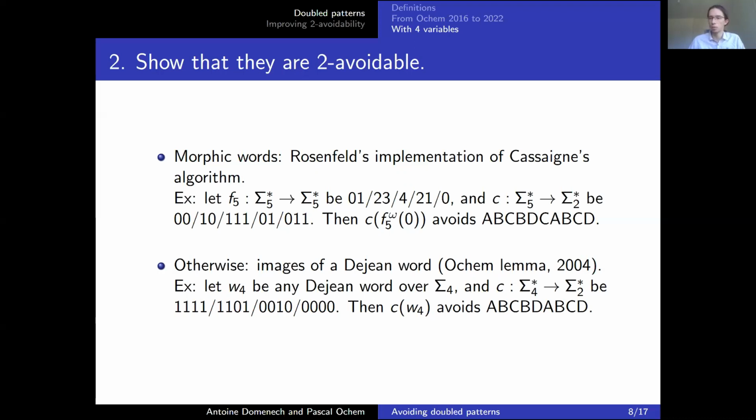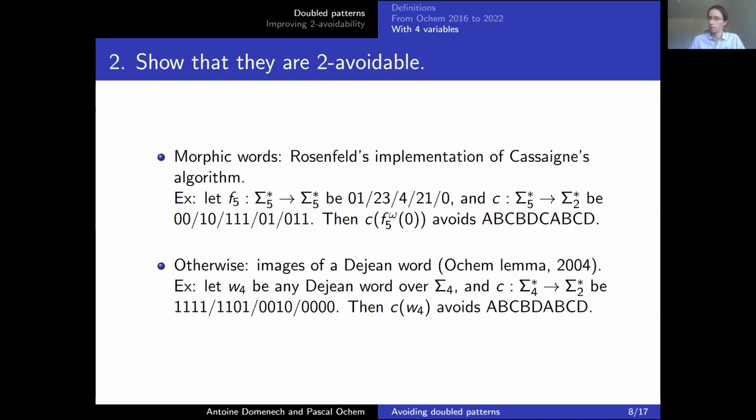So I gave an example of one of the results it gave us for our paper. So you take F5 to be this morphism and C to be this morphism, and then C of F5 to the omega of 0 is a morphic word, and it avoids the given pattern. But this method has an issue, is that this algorithm doesn't work for big morphisms, and sometimes we don't find a small morphism that works, so we have to use another method.